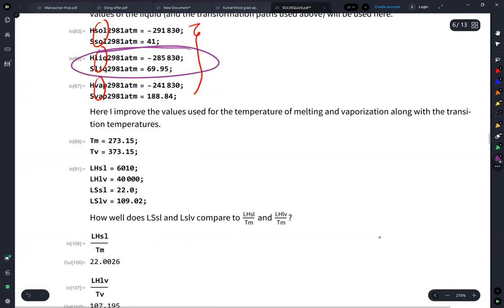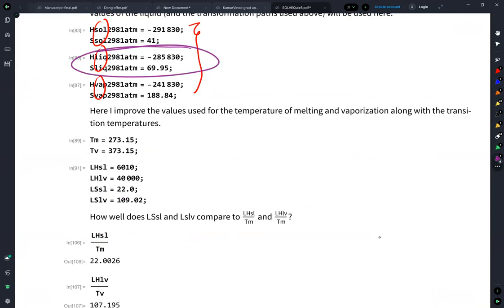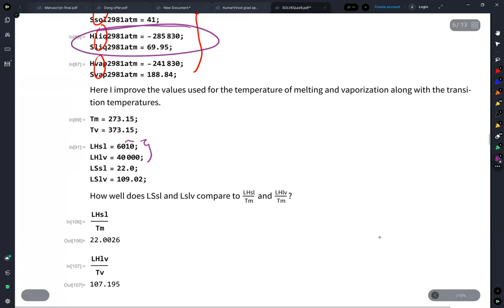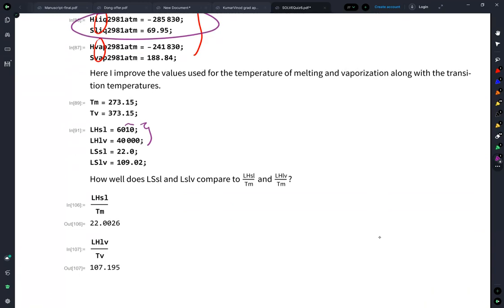Okay. I also took the enthalpy of transition and I took it out to higher order. So that's 6,010. And then the data set also gave us the entropy of transition. And I said, oh, okay, maybe I'll use that.